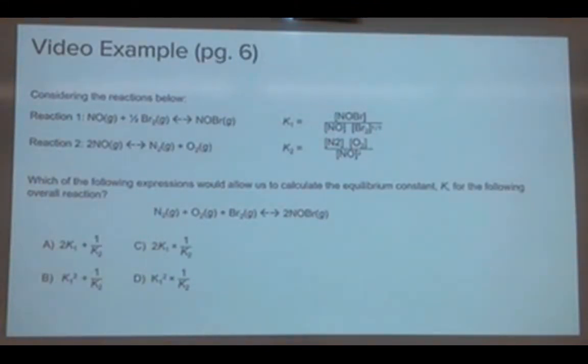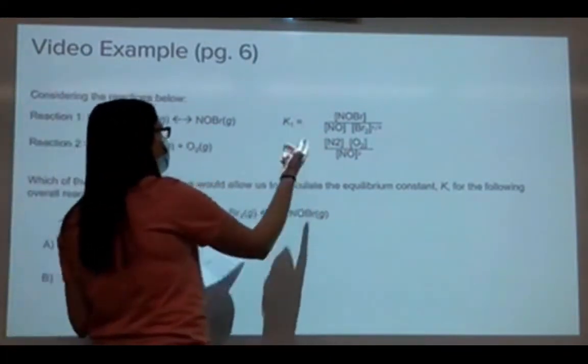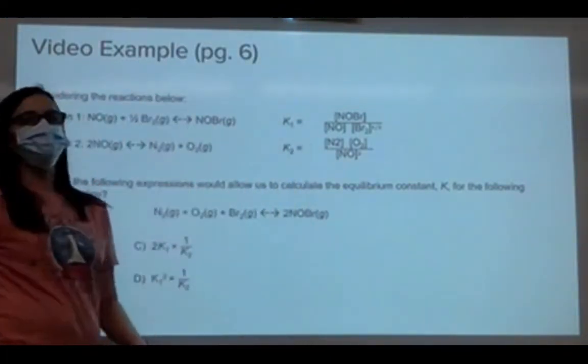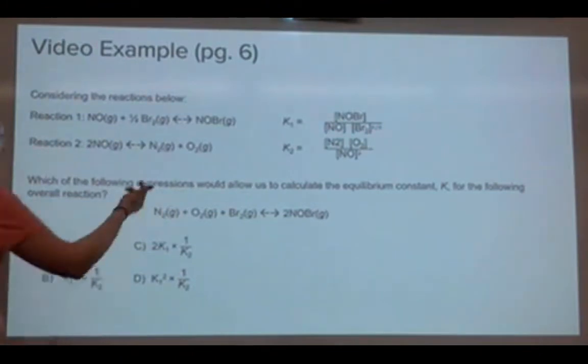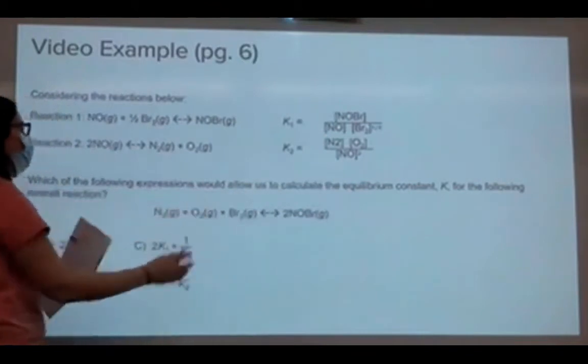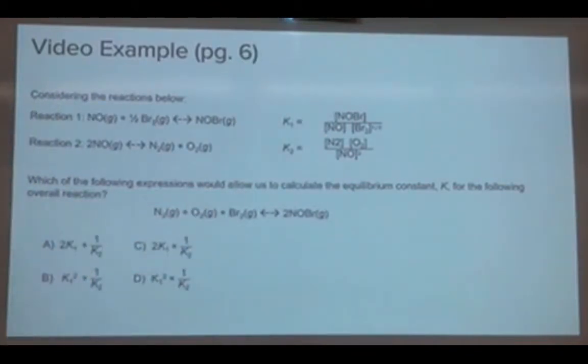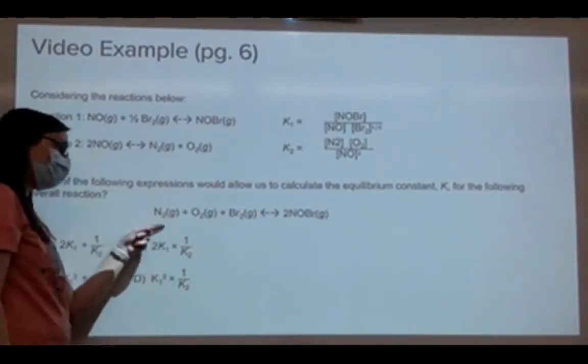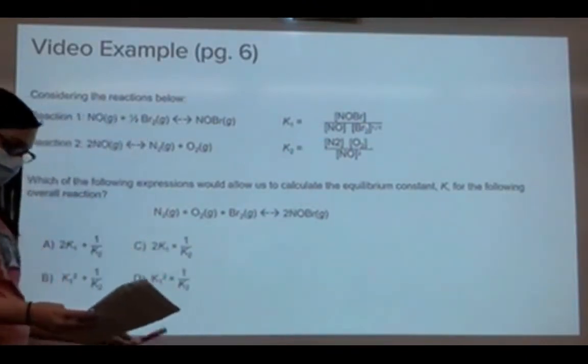On page 6 of the notes, kind of halfway down, let's consider the reactions below. It gives us reaction 1 and reaction 2, and it gives us the K expressions. So they already wrote the K expressions for us: products over reactants, products over reactants. Then it asks, which of the following expressions would allow us to calculate the equilibrium constant for the following overall reaction? Here is the overall reaction that we're trying to get.